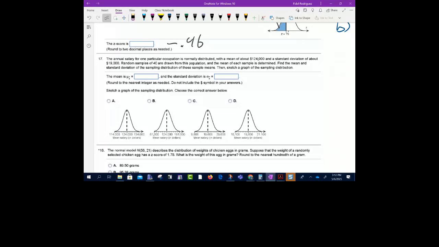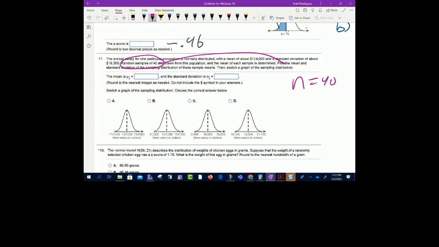All righty. Let's see if we can do 17, y'all. 17 says the annual salary for one particular occupation is normally distributed with a mean of 124,000 and a standard deviation of about 19,000. Random samples of 40 are drawn. Remember what that means, y'all: my n is 40, and the mean of each sample is determined.